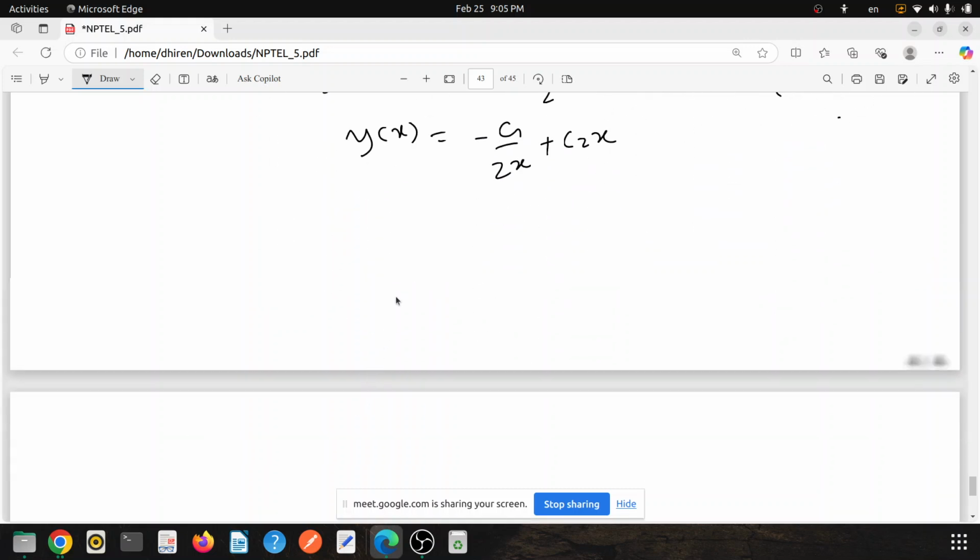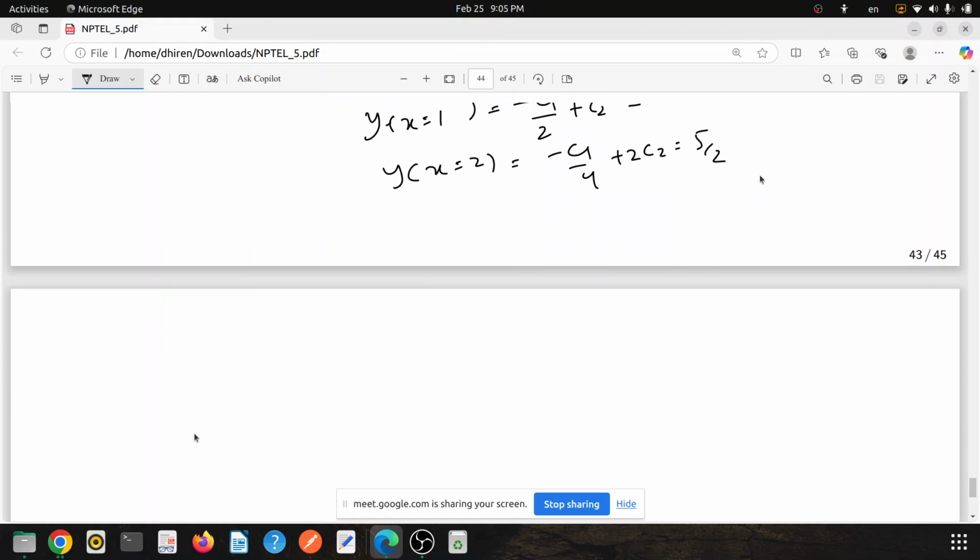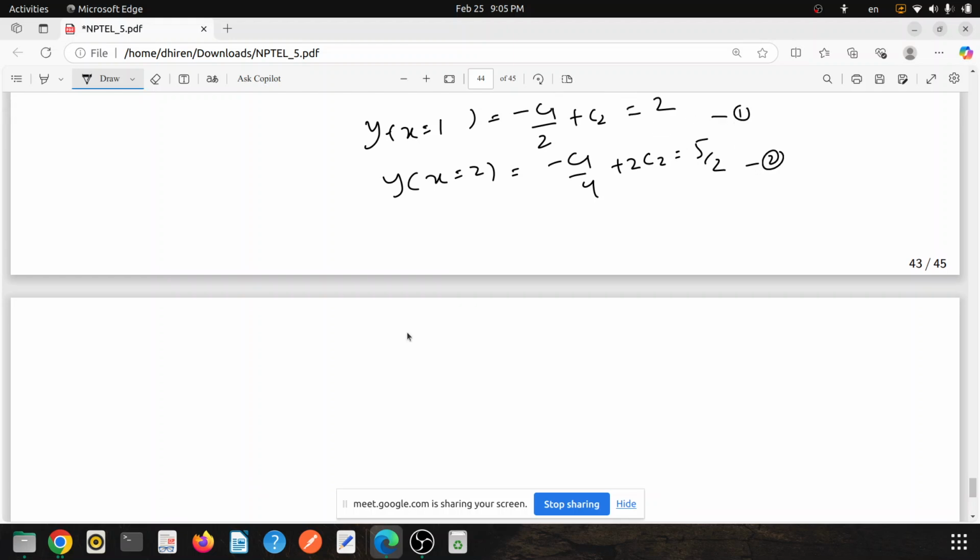So the given boundary conditions: y at x equal to 1 is minus c1 by 2 plus c2 is equal to 2, and y at x equal to 2 is minus c1 by 4 plus c2 is 5 by 2. It was given. So by solving equations 1 and 2, you will get c1 equal to minus 2 and c2 equal to 1. So therefore one particular solution will be 1 by x plus x, putting c1 and c2, and then you will get y at x equal to 3.